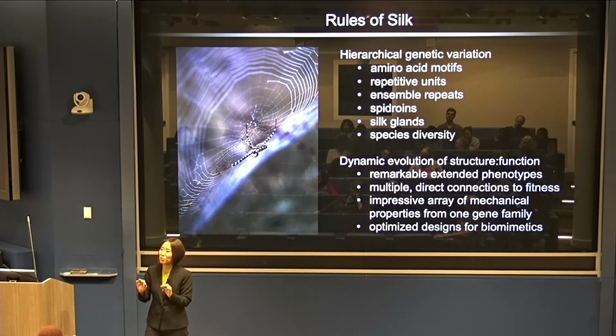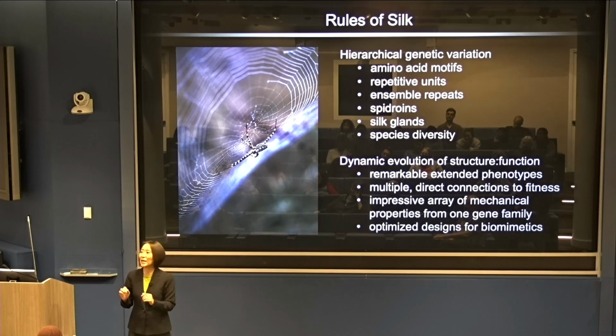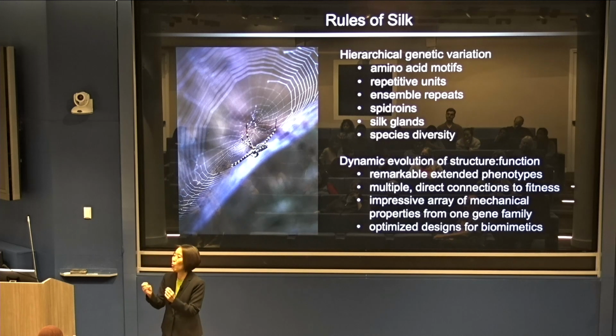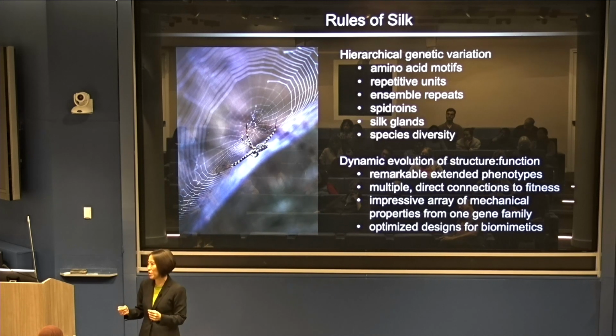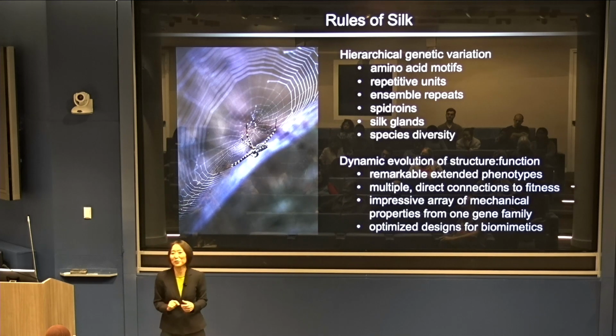The properties are similar but not quite exact, and that's actually one thing I'm working on. What is it about the spinning system of a silkworm versus a jumping spider that, despite having very similar recipes, the spider silk still seems to outperform the silkworm silk? But silkworms have a big advantage. They can make a lot more of it.